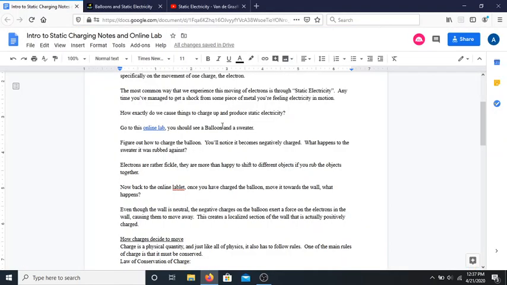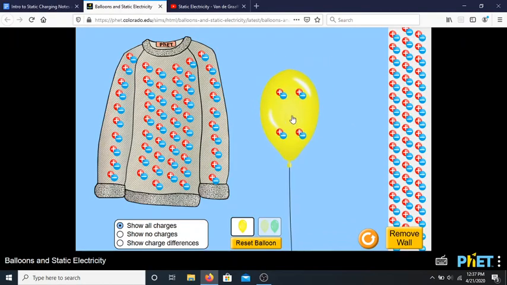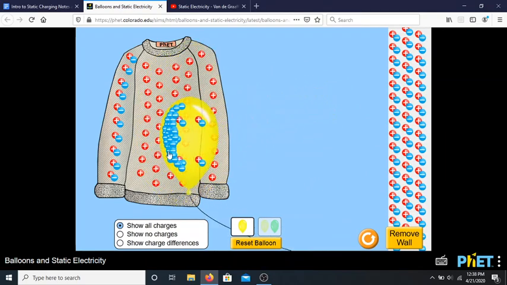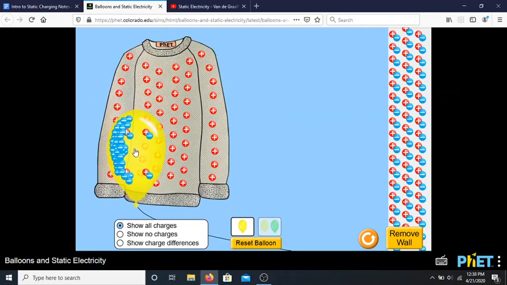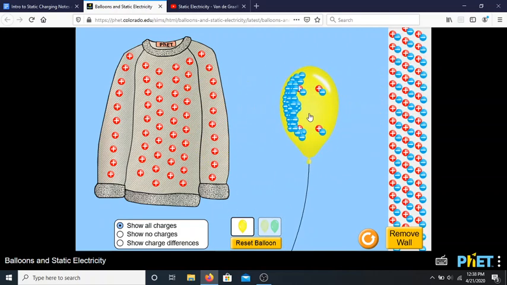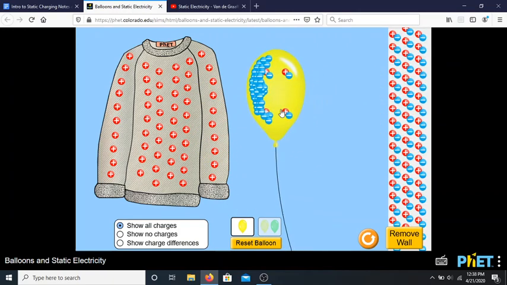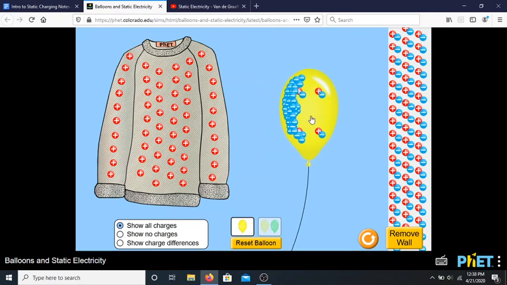All right. Now, the first thing I asked you to do is figure out how to charge the balloon. And hopefully what you figured out is that you can click on this, start moving it around. And if you took it over to the sweater and started rubbing it against the sweater, you'll notice it starts to pick up these negative charges. Okay? And of course now something kind of weird happens because now it's negatively charged. And you'll notice that when I stole the negative charges from the sweater, it now becomes positively charged.